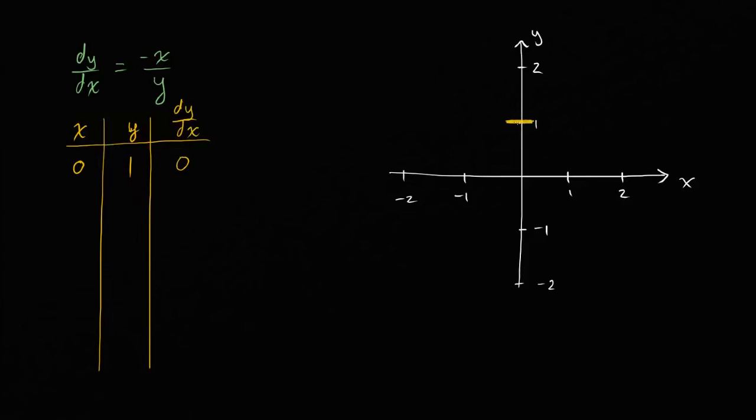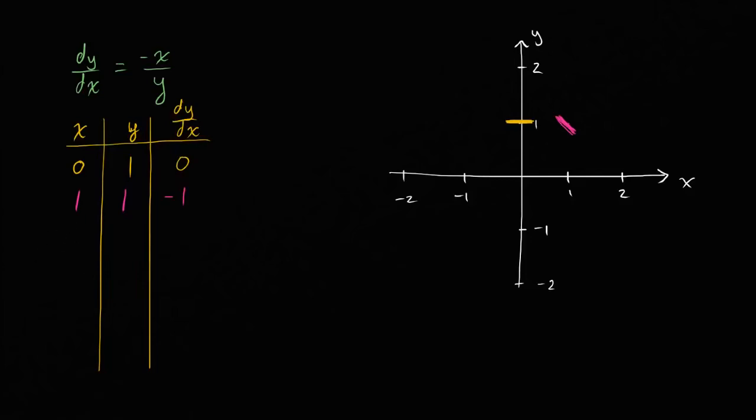So let's keep going. What about when x is 1 and y is 1? Well then, dy/dx, the derivative of y with respect to x, is -1 over 1. So it's going to be -1. So at the point (1, 1), if a solution goes through that point, it would have a slope of -1. And so I draw a little line segment that has a slope of -1.